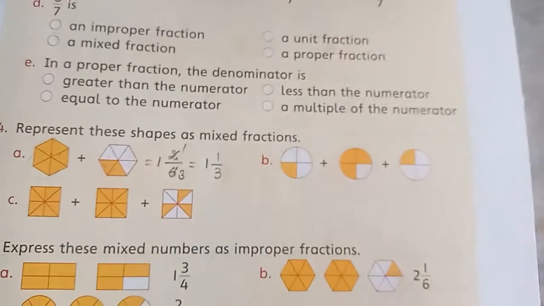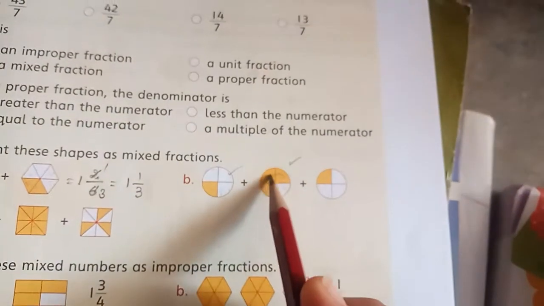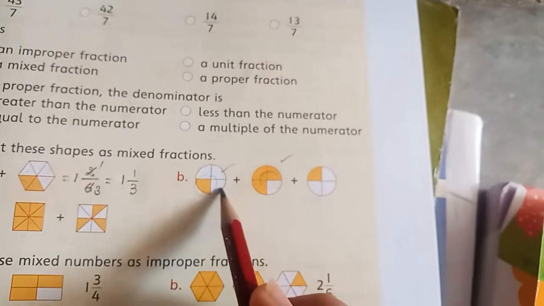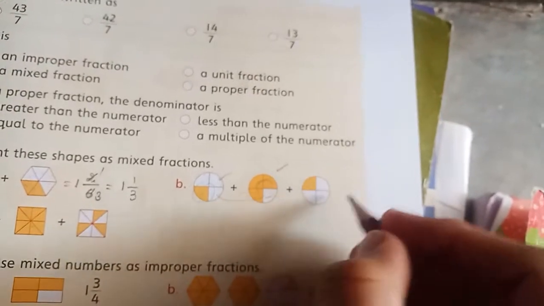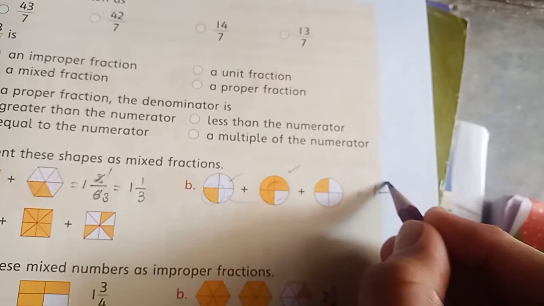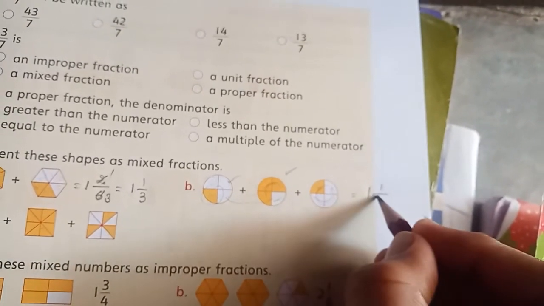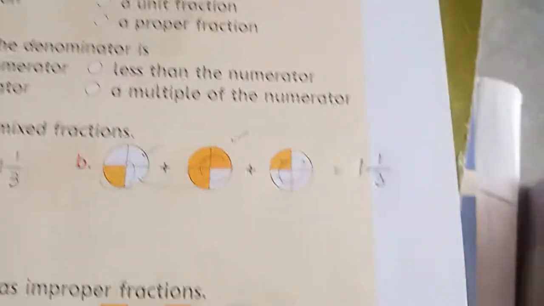Now come to the B part. In the second part, you can see it has 3 parts, so you can include it into 1 and it will become the whole. So 1 part is colored and 3 parts are uncolored.